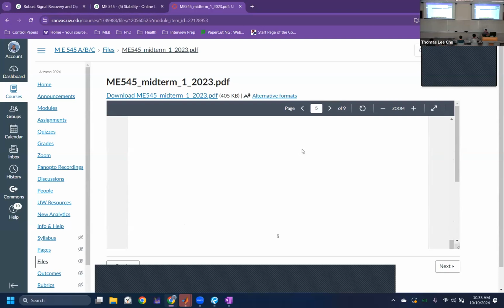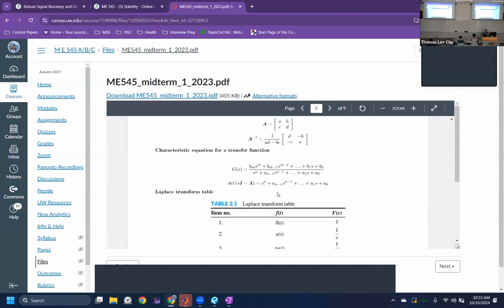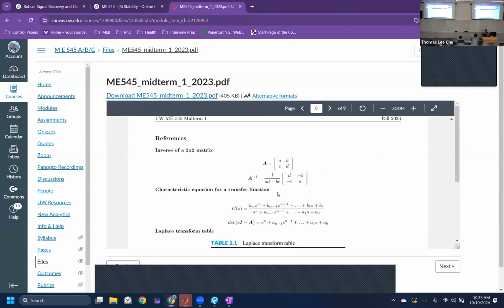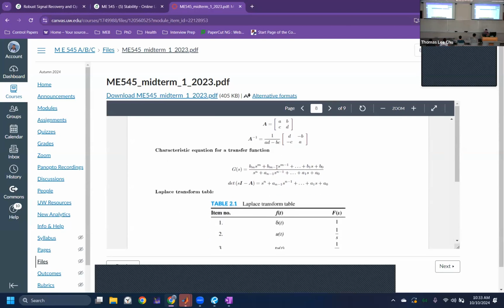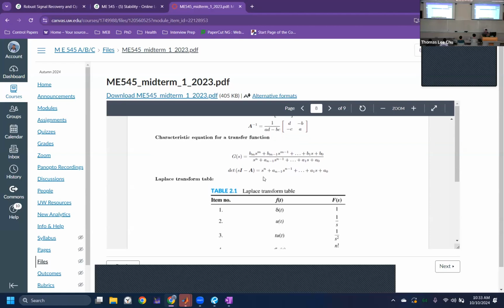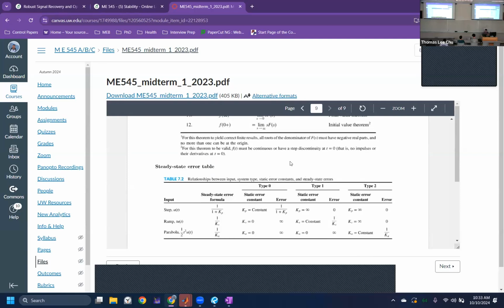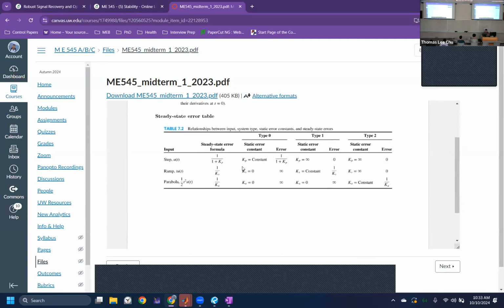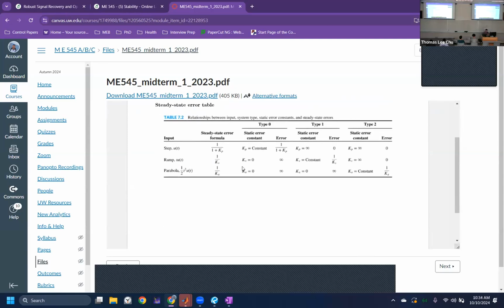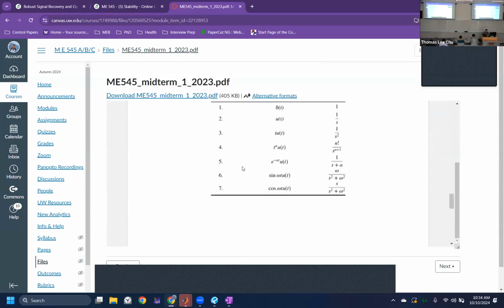This is from last year. And then 3 problems. And then on top of that, at the back of the exam, I provide this reference. So like this is the inverse of a 2x2 matrix. The characteristic equation for a transfer function is this here, and then the Laplace transform tables. And this is chapter 7. You don't need that table right now, but that's also included as well when we get to chapter 7.